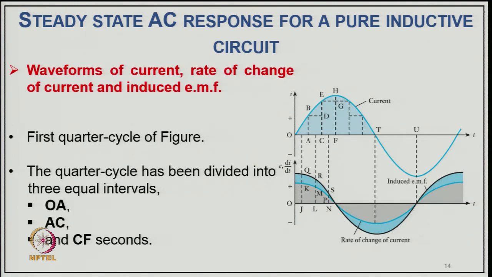Coming now to the waveform of current, the rate of change of the current and the induced EMF. You have the current, and then the rate of change is shown in the black shaded portion, as well as the induced EMF shown with the blue shaded portion. We can take the first quarter cycle because of the symmetry and analyze it. The quarter cycle has been divided into 3 equal intervals: OA, then AC, and then CF, in seconds.